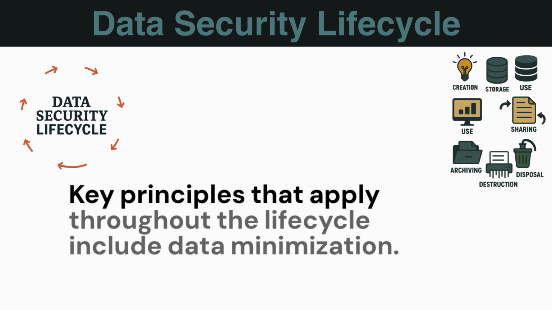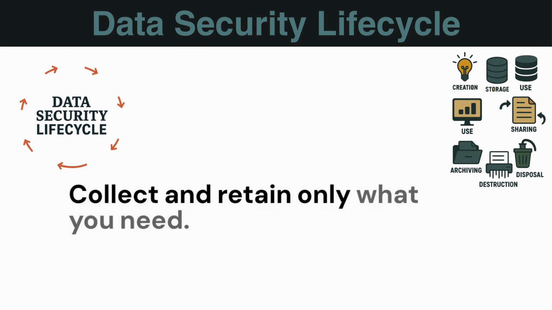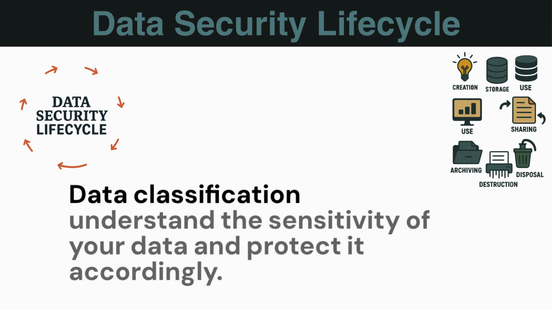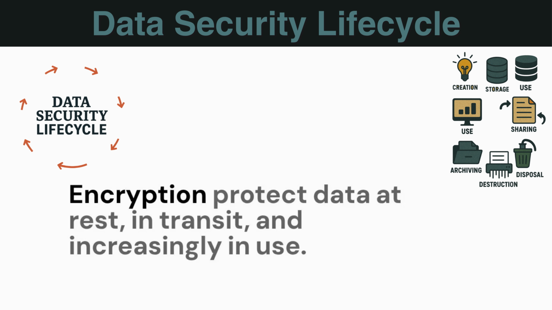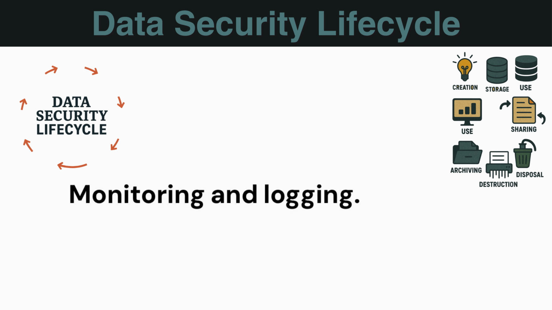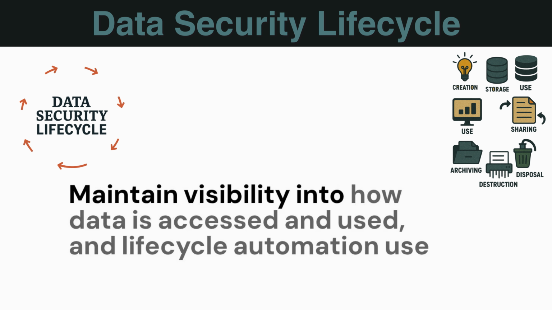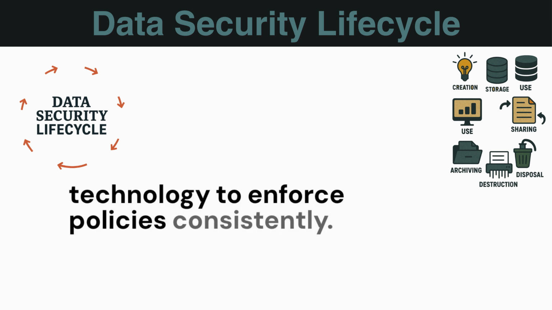Key principles that apply throughout the life cycle include data minimization: collect and retain only what you need. Data classification: understand the sensitivity of your data and protect it accordingly. Least privilege: provide access only to those who need it. Encryption: protect data at rest, in transit, and increasingly in use. Monitoring and logging: maintain visibility into how data is accessed and used. And lifecycle automation: use technology to enforce policies consistently.